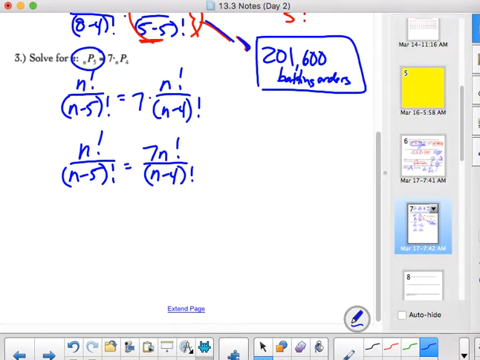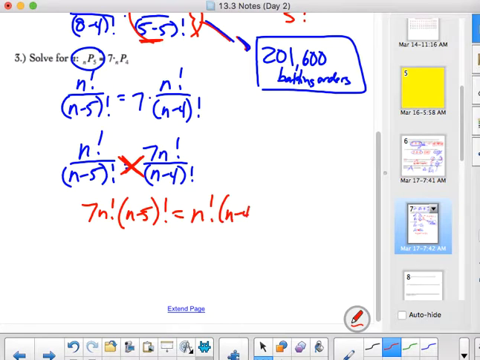And I like to do it this way for a couple different reasons. One of which is, in this next step, we can actually cross multiply. Okay, so what we end up with is 7 times n factorial when I multiply this way. 7 n factorial times n minus 5 factorial. And when I multiply the other cross product, I have n factorial times n minus 4 factorial. Okay, when you get to this spot, then I have n factorial on both sides, so I can divide that out. It's just the product of the same thing, so that does divide out.